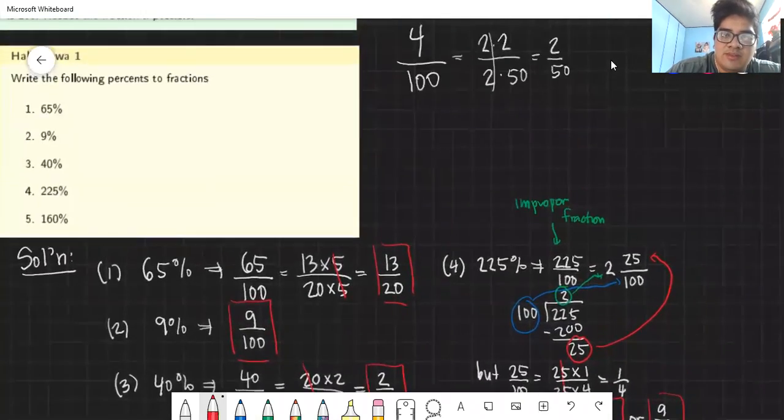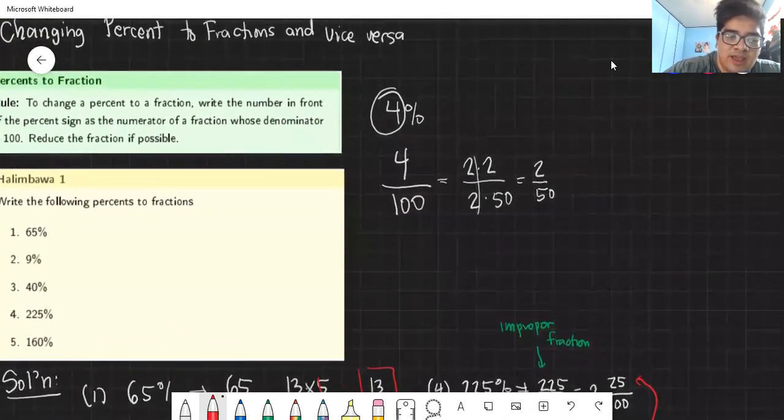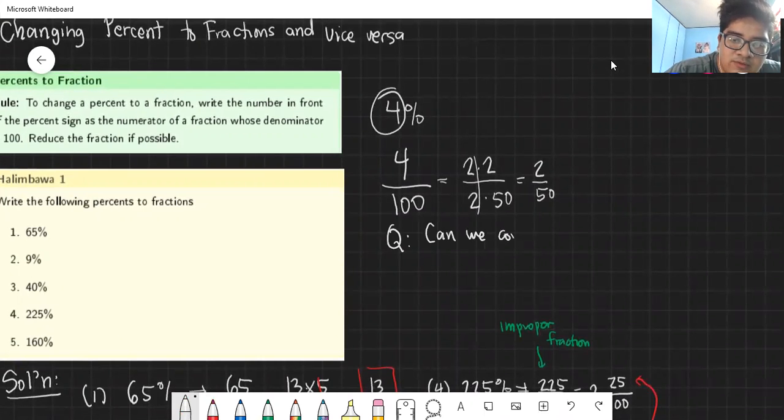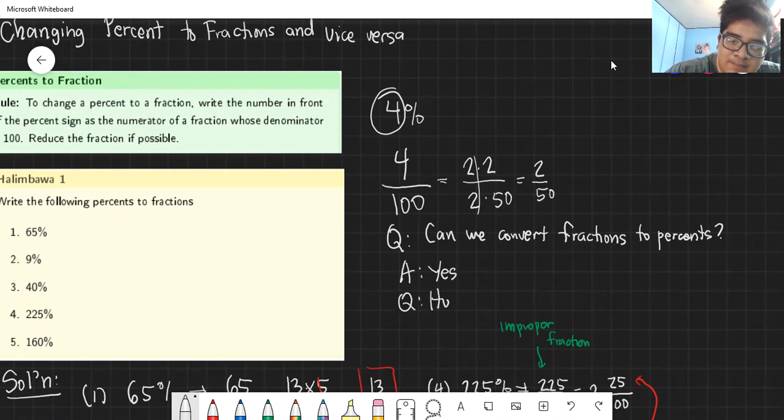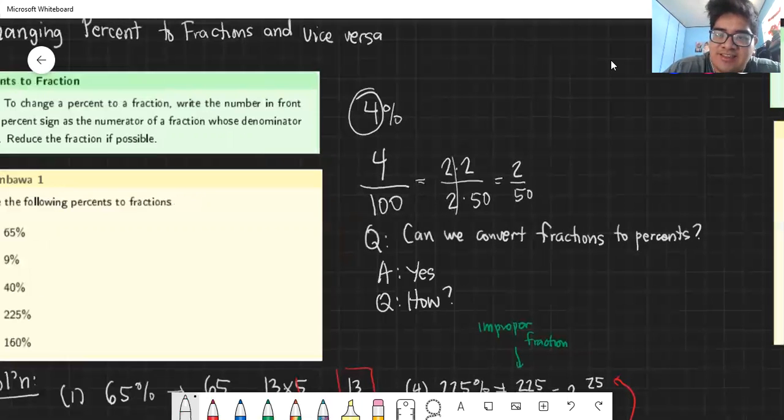Now, a mathematician commonly asks this common question, can we convert fractions to percents? Yan yung magandang question as mathematicians. Ang answer, yes. A follow-up question is how? Kung pwede natin i-convert, how will we do it? Now, let's answer it in this next slide.